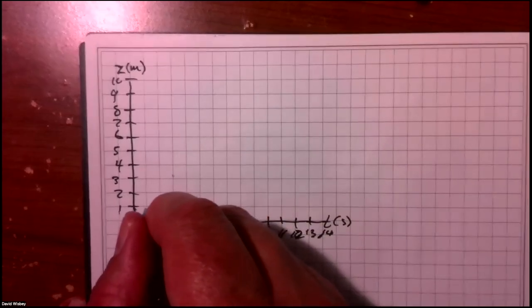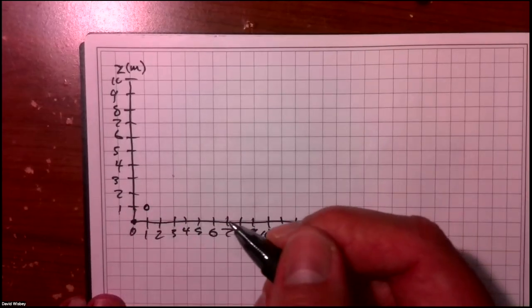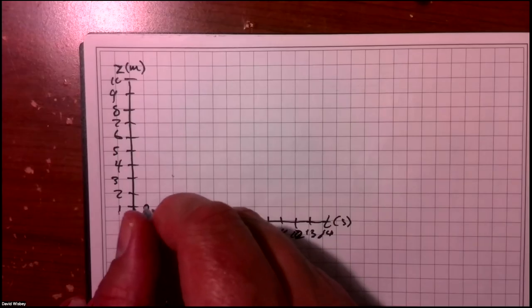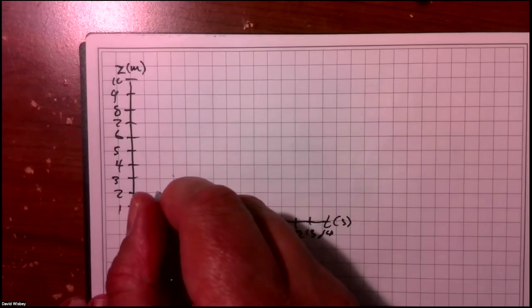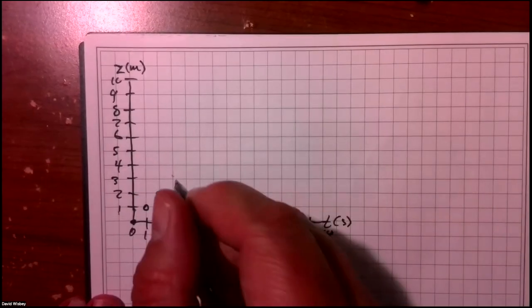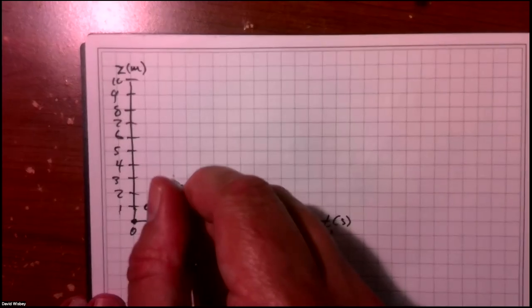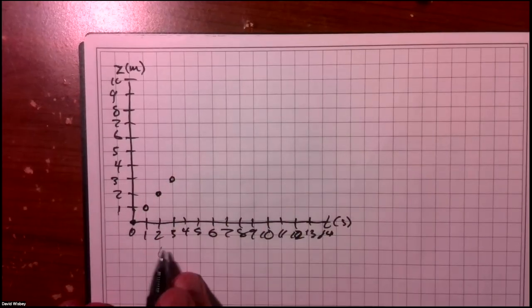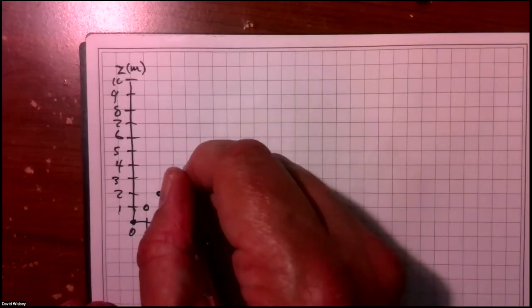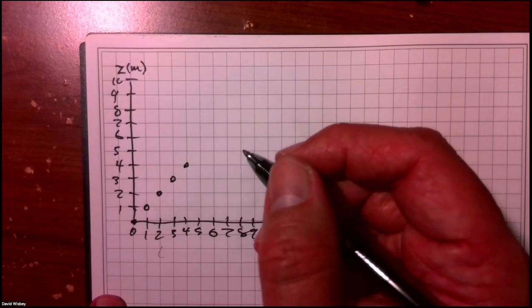After 1 second, he's going to be here. After 2 seconds, he will be at 2 meters and 2 seconds. Okay, and then at three seconds, that's down here, he's going to be at 3 meters, and so on, thusly.